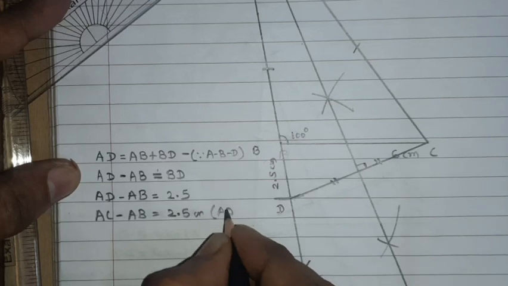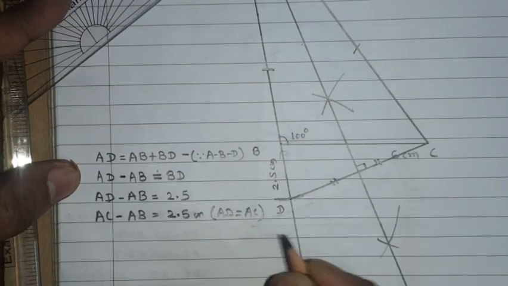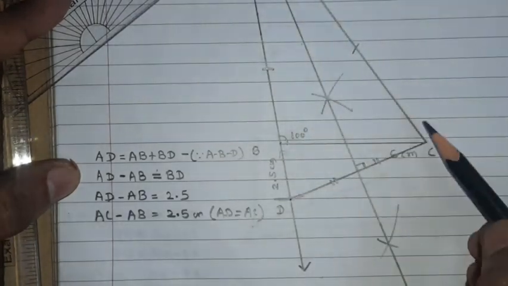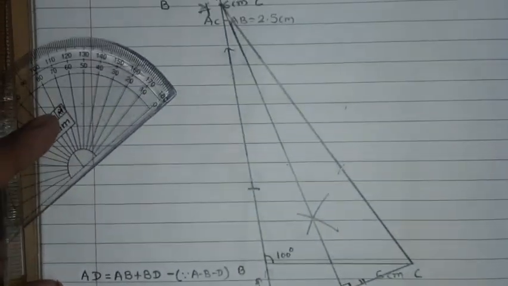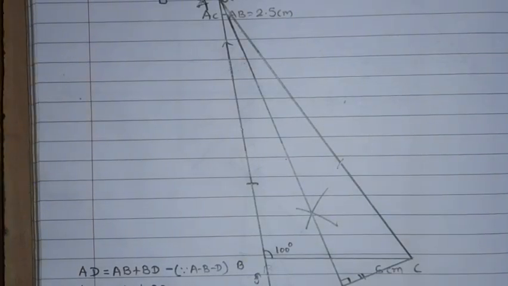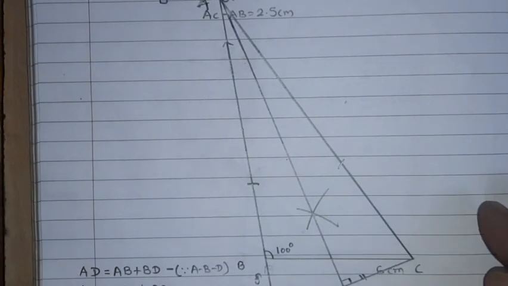Here we have to write AD is equal to AC. Dear students, see here, AD is equal to AC. This property of perpendicular bisector we have to use here. Dear student, in this way we completed the two constructions.